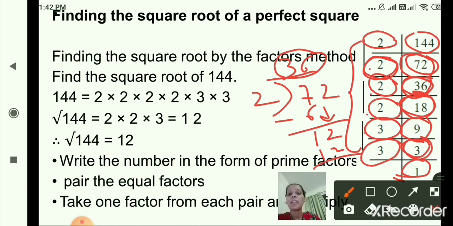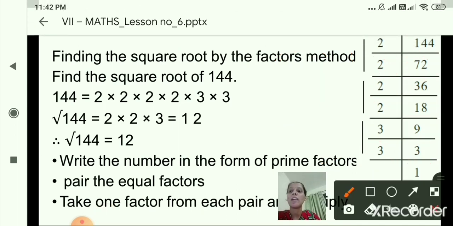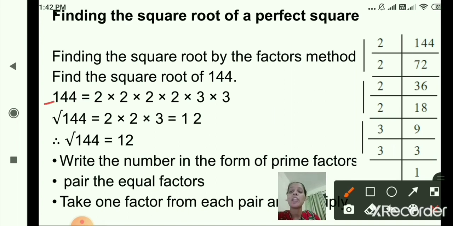Now the next step is, after doing this, as you can see here, I have written 144. Now you will write down all the prime factors. See here, I have written all these prime factors here. 2 multiply by 2, multiply by 2, multiply by 2, multiply by 3, multiply by 3. Now as you can see, the steps are given. Write the number in the form of prime factors. I have written this number in the form of prime factors, correct?